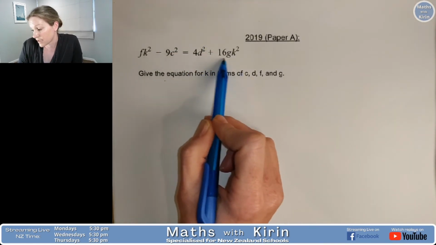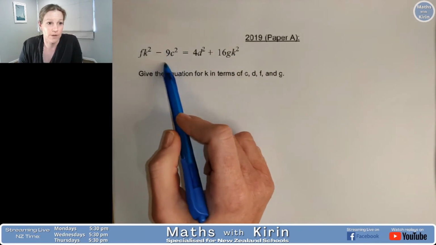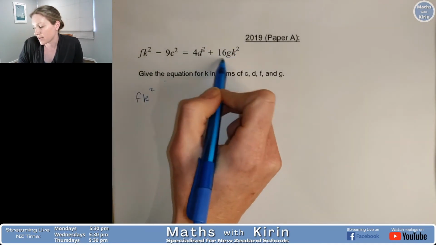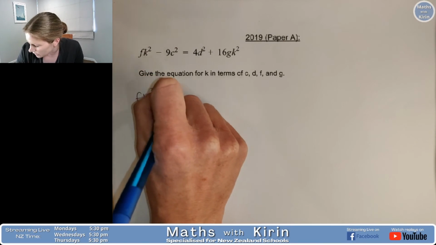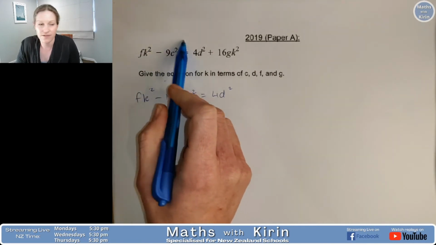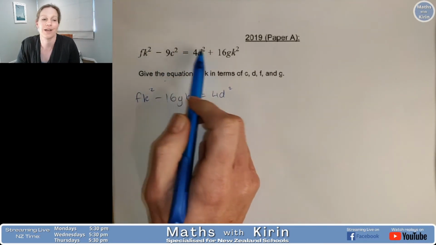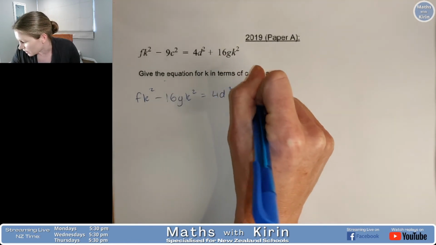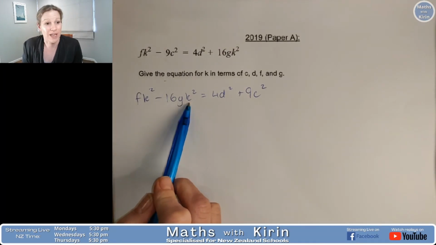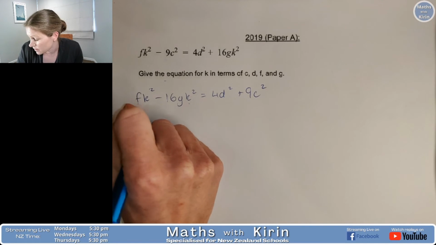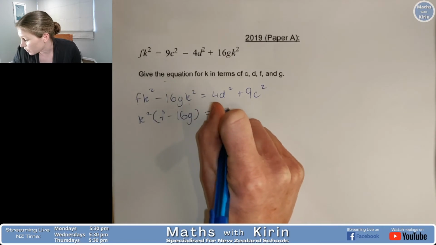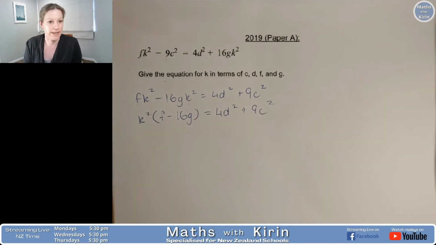So I'm going to move the 16GK squared to the left-hand side and move this 9C squared to the right-hand side. So FK squared stays the same. We're adding this, so we need to subtract it. So subtract 16GK squared. 4D squared stays the same. And then this is a negative 9C squared, so we add it to the right-hand side. And we get positive 9C squared. From here, we've got two terms with K squared. So if we take that out in front, we can factorize. So F minus 16G in the brackets, and our right-hand side stays the same.